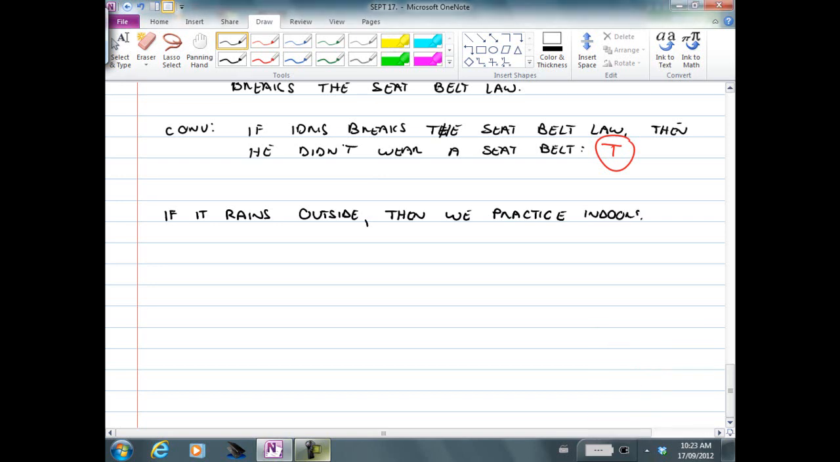Remember, the first part is something called P. This is my P. This part is called Q. We're going to create a truth table. And this is how a truth table works. We're going to draw a little table.